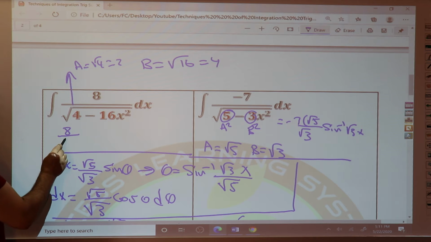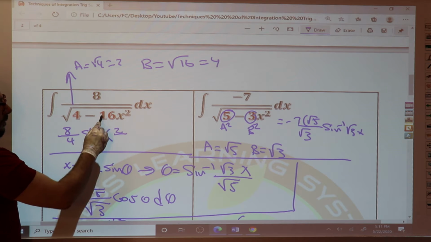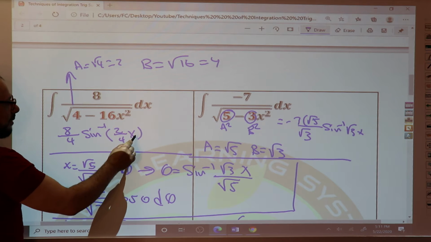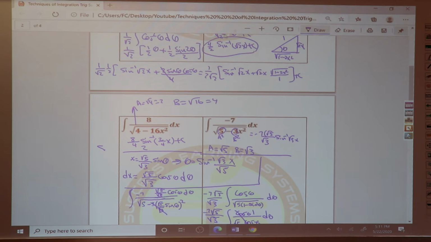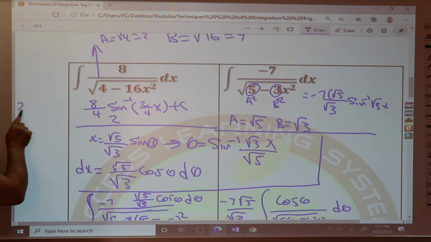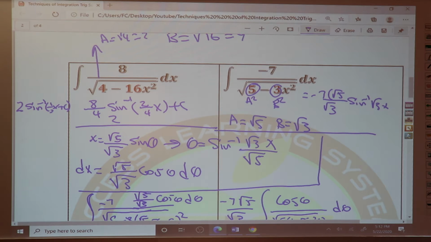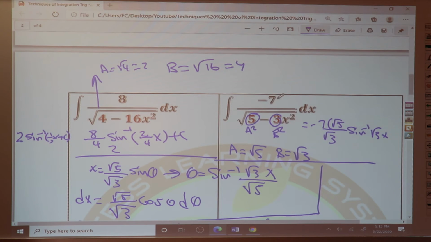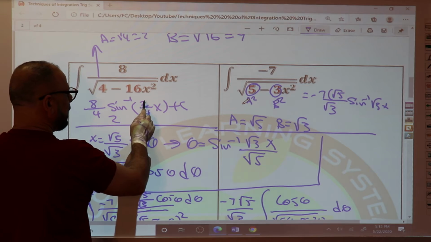C over B is 8 over 4, sine inverse, A over B, which is 2 over 4, of x plus c, which is 2 sine inverse of half x plus c. A over B, B over A is 4 over 2.